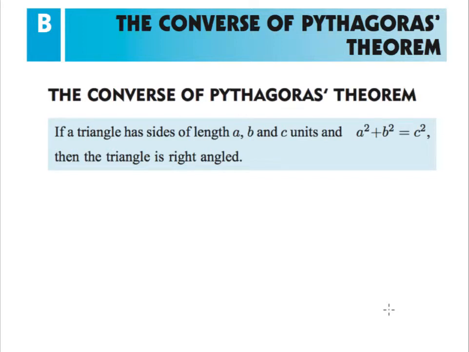Last video, we talked about the Pythagorean theorem, which stated that if you have a right triangle, a squared plus b squared equals c squared. Well, today we're going to talk about the converse to the Pythagorean theorem. This says, if a squared plus b squared is equal to c squared, then you know you have a right triangle. So if you're not sure if it's a right triangle, this is a test to figure out if your triangle is right and if you can use the Pythagorean theorem to solve the triangle.